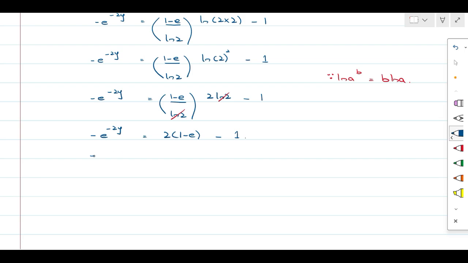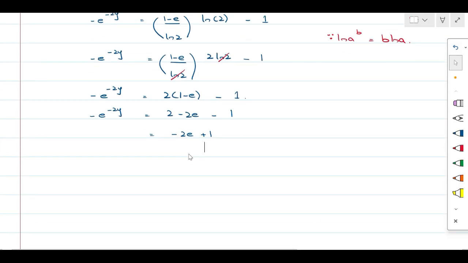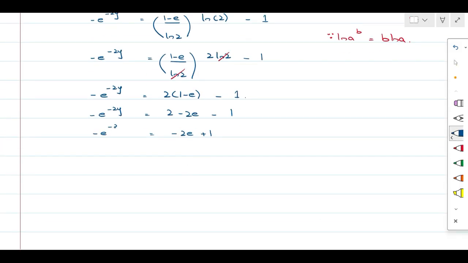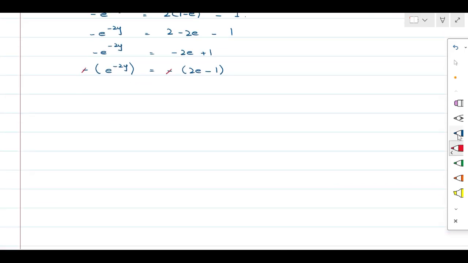Okay, now minus e power minus 2y is equal to 2 minus 2 times e, minus 1. So here we have minus 2 times e and plus 1, because 2 take away 1 is just plus 1. And here we have minus e power minus 2y. Now let me take a negative sign common: e power minus 2y and the negative sign common, so 2e minus 1, and cancel the negative sign on both sides because I took the negative sign common from both sides, right? And here we are left with e power minus 2y is equal to 2e minus 1.